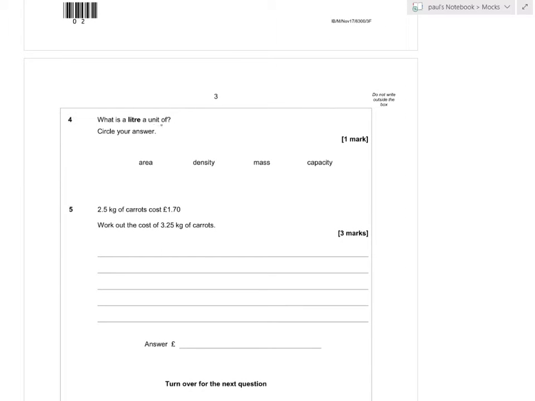What is a litre a unit of? It's a unit of capacity.